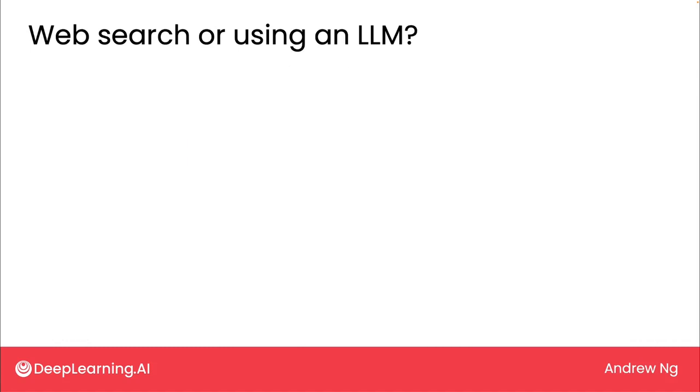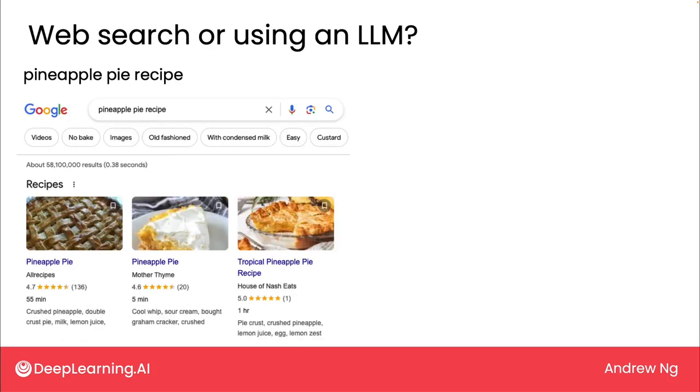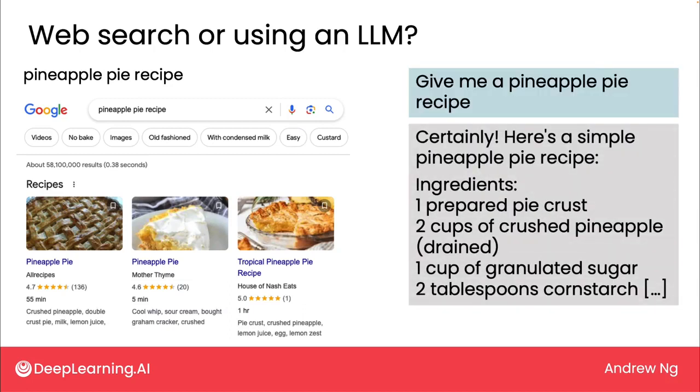Here's one more example. If you want to bake a pineapple pie and are looking for a recipe, it turns out there are lots of recipes on the internet for a pineapple pie. And picking one created by a trusted website or a trusted chef might get you pretty good results. Or you can ask an LLM to make one up for you. And in that case, it'll come up with something that frankly might be okay, but also has a high chance of being a somewhat strange recipe.